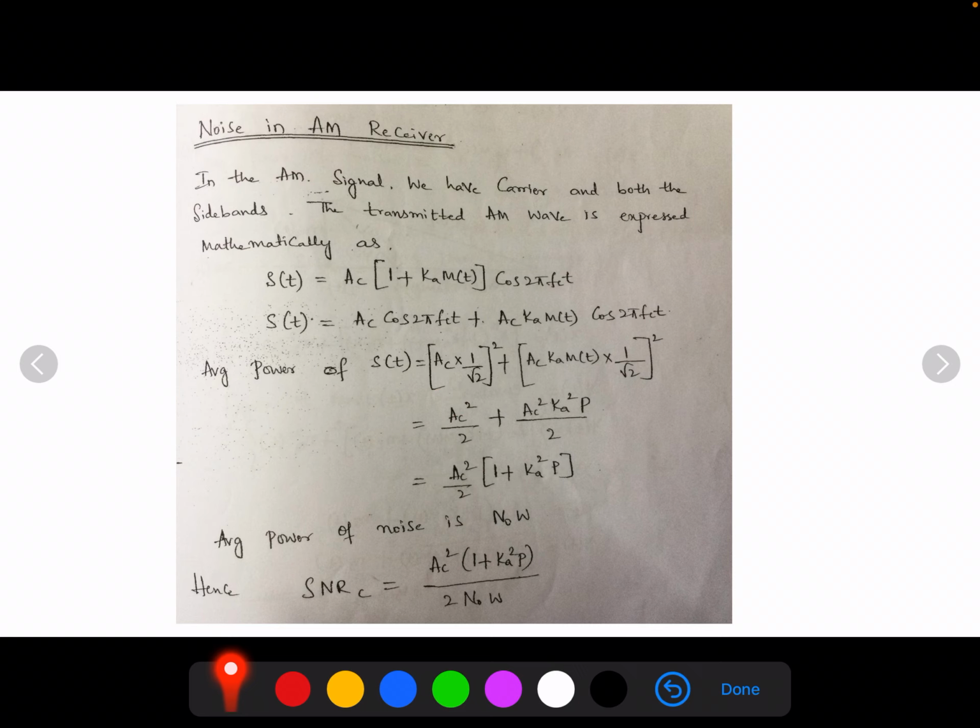The average power of the information bearing component Ac Ka m(t) cos 2 pi fct is, here, Ac Ka m(t) by root 2 the whole square. So when you square it, it will be equal to Ac square by 2 plus Ac square Ka square P by 2. In the last video I showed the relations. So if you take Ac square by 2 as common, it will be 1 plus Ka square P. The average power of noise is N0 into W.